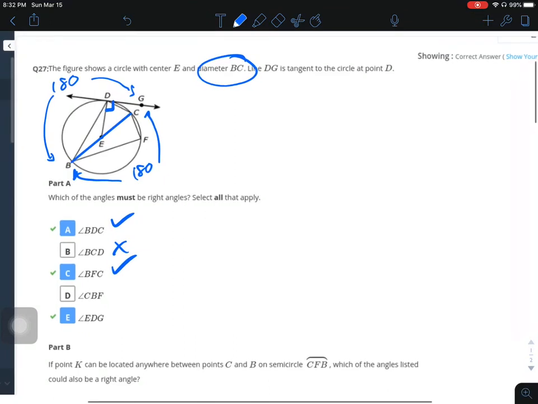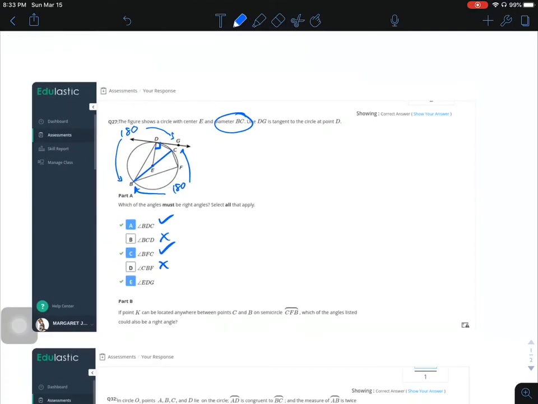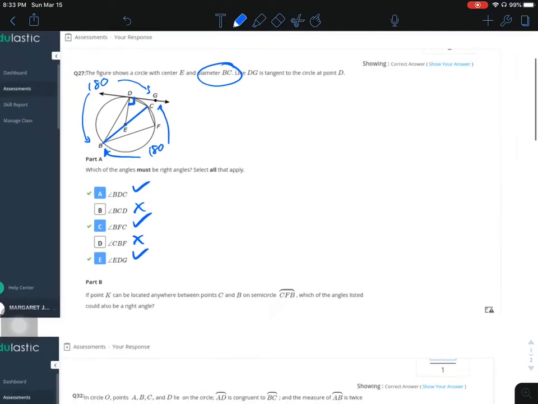Angle CBF is ludicrous. This intercepted arc is less than 180 clearly, so the inscribed angle is less than 90. Angle EDG, we established at the beginning, that's a right angle because the radius intersects the tangent line at the point of tangency. So that one's a yes. You probably didn't have trouble on that.